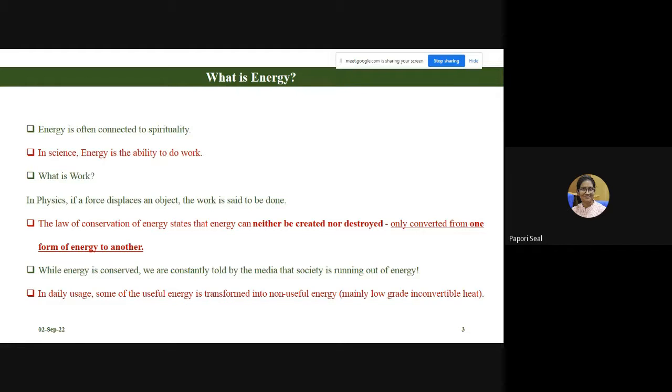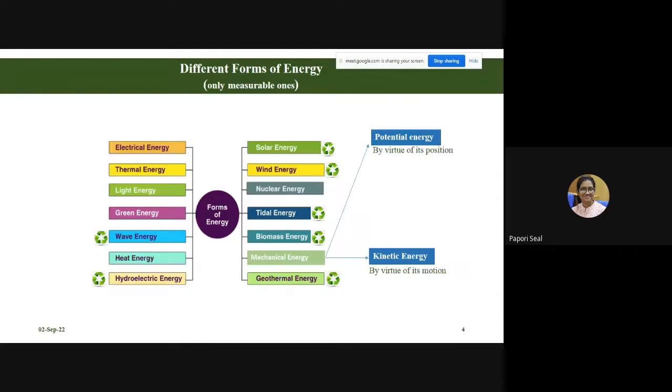Energy is there. Energy can neither be created nor destroyed. It's already there, but it's converted to some other form which is not useful anymore. So that's how we need to be energy efficient. We need to learn how to store energy. So these are the different forms of energy. You can find many other forms available.